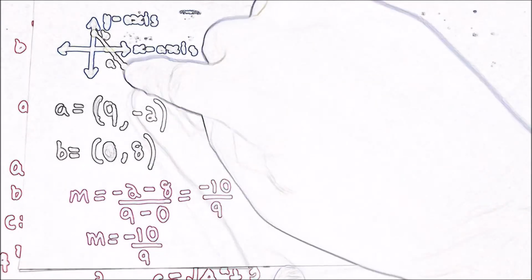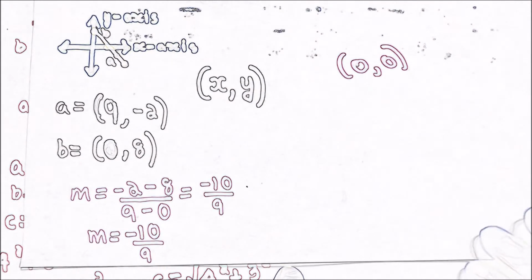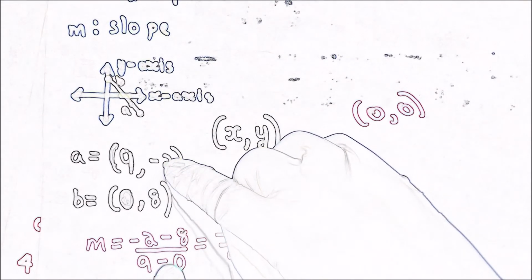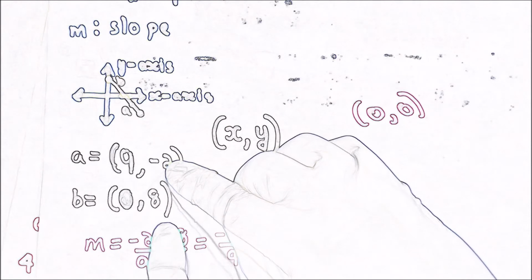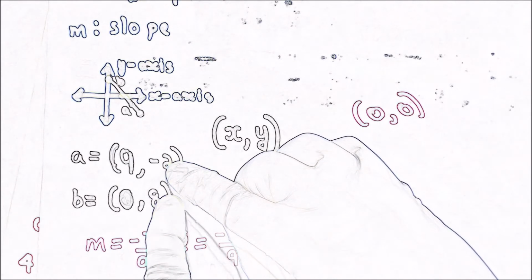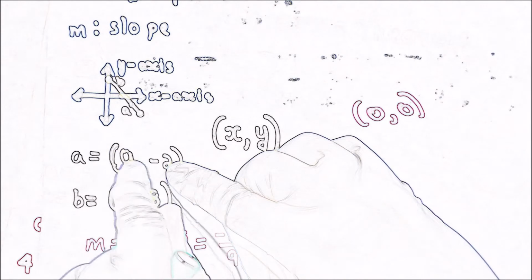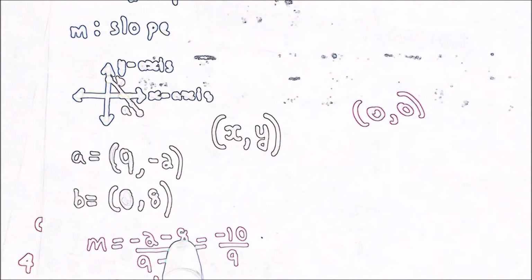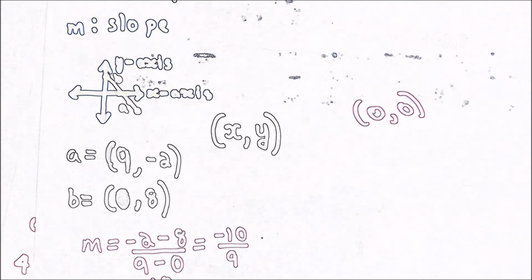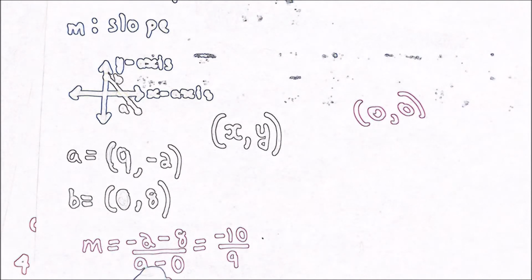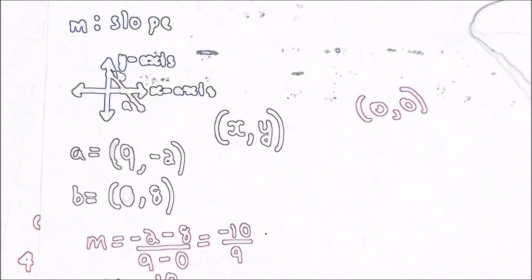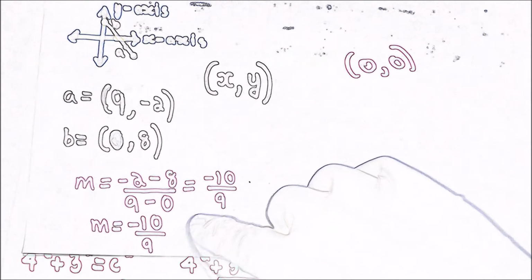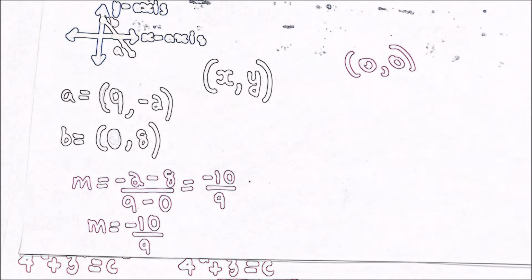I'm just gonna switch these points into the equation. So m is equal to y2, so this would be y2, negative 2, minus y1, which is 8, over 9, which is x2, minus 0. Negative 2 minus 8 is equal to negative 10. Positive 9 minus 0 is 9. So the slope, m, is equal to negative 10 over 9. That's it. You just found the slope.